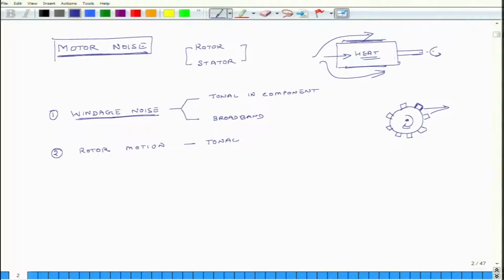The third component is the electromagnetic interaction between rotor and stator.